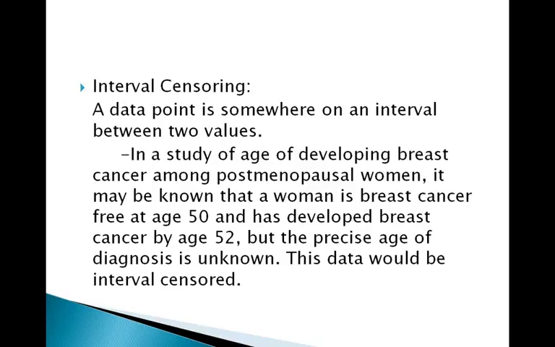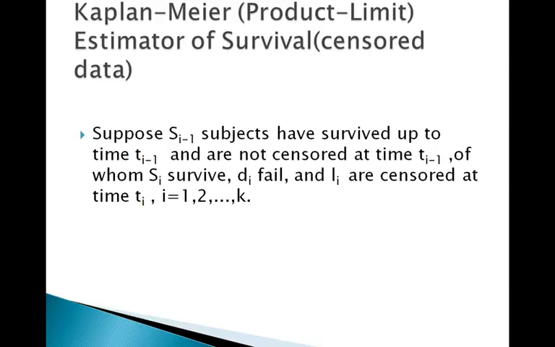Interval censoring is where a data point is somewhere on an interval between two values. So in a study of age of developing breast cancer amongst postmenopausal women, we might know that a woman is breast cancer free at age 50, but has developed breast cancer by age 52. The precise age of diagnosis is unknown, and the data would therefore be interval censored.